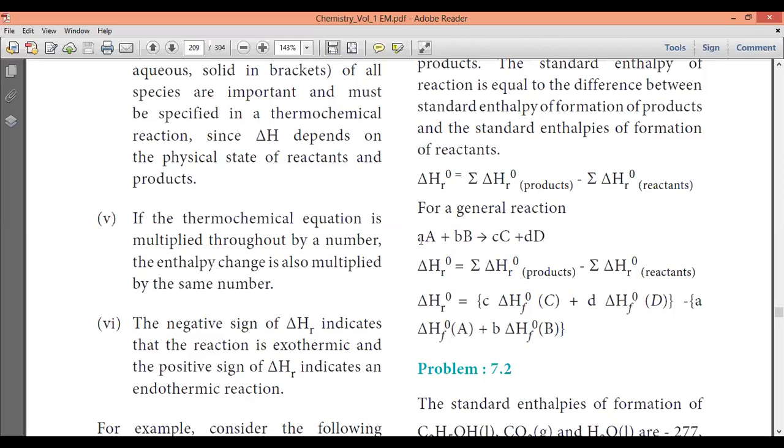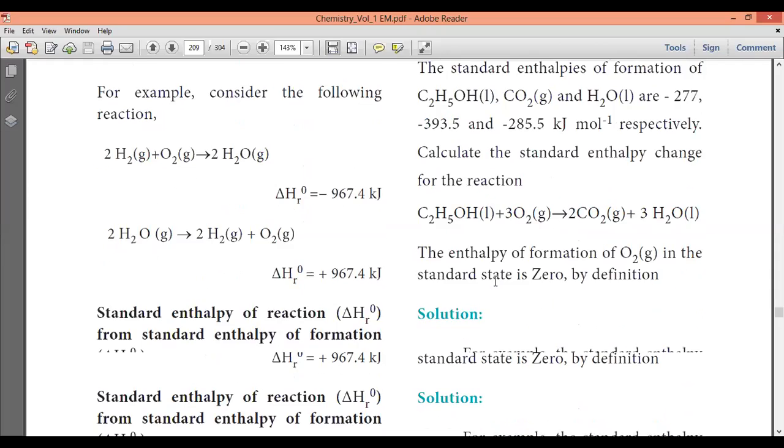So for some reaction, generally A plus B will give C plus D. So now if you take this, this will be given by delta H naught, or will be equal to C. So we substitute the product's value and then next the reactant's value. Okay, so that only we are mentioning like this.